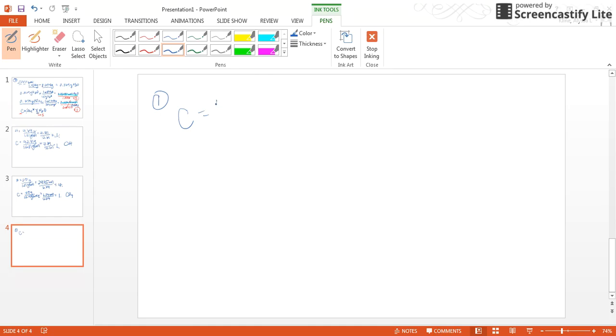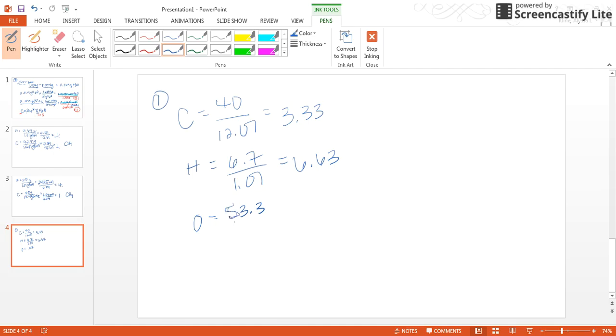So carbon, I have 40. I'm just going to write this out a little quicker here without my units. So if we go ahead and divide those, we're looking at 3.33. Now we've got hydrogen next. So hydrogen, we have 6.7. The molar mass of that is 1.01. Go ahead and divide those. We're looking at 6.63. And then we have oxygen. So oxygen, we know we have 53.3, divided by 16. Okay, so if we go ahead and divide that out, we are looking at 3.33 again.